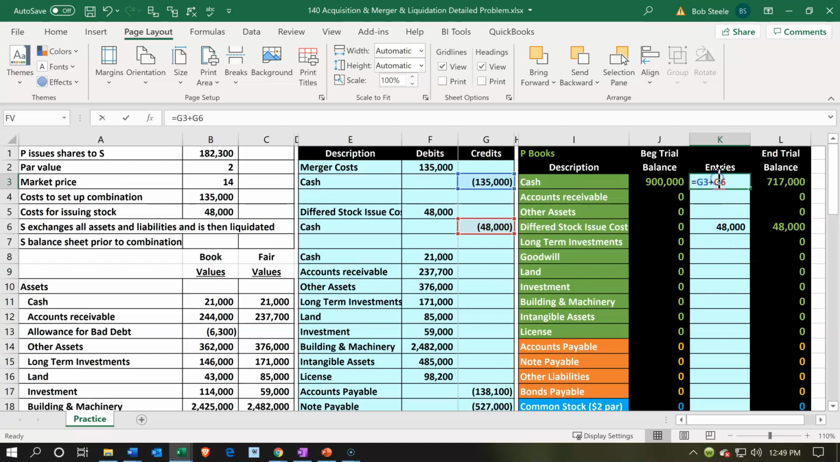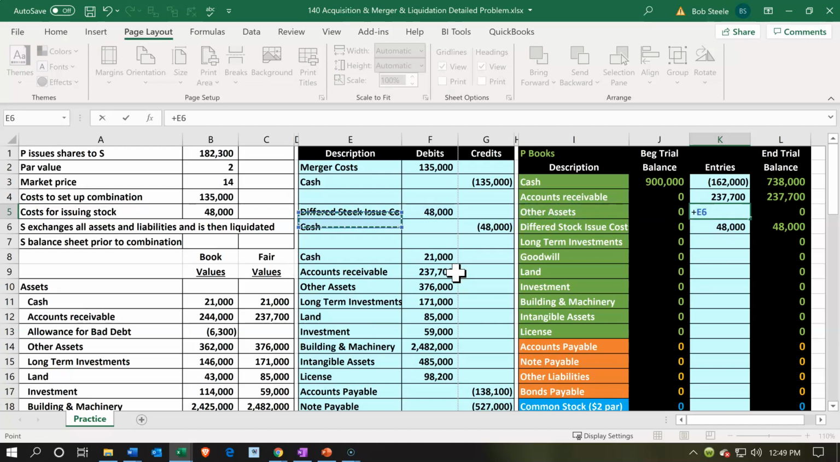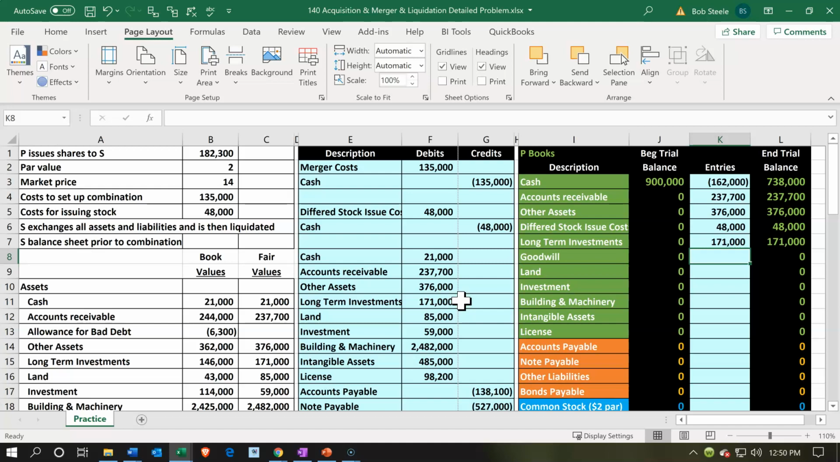So something's in cash. I'm going to double click on it, go to the end of it and say plus, and then go over that 21 and enter. Then the accounts receivable, I'm just recording these items over there, right? So accounts receivable equals the accounts receivable, enter. The other assets, that's going to be the 376. And then the long-term investment equals or plus. That's going to be the 171. Goodwill, I'll do that later.